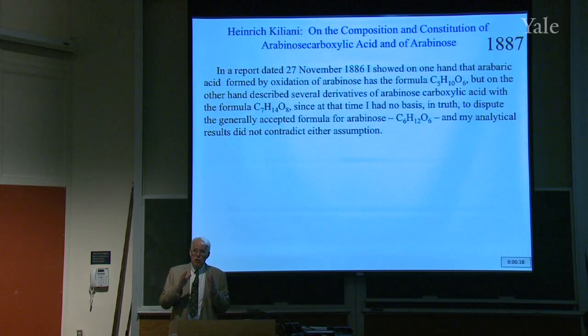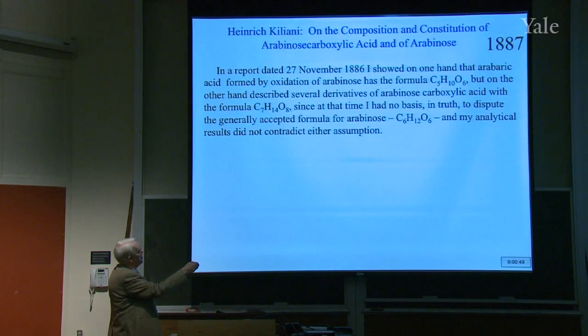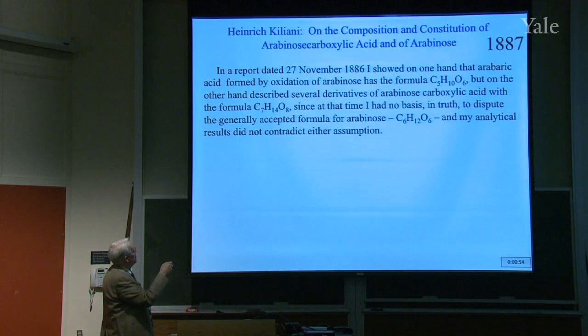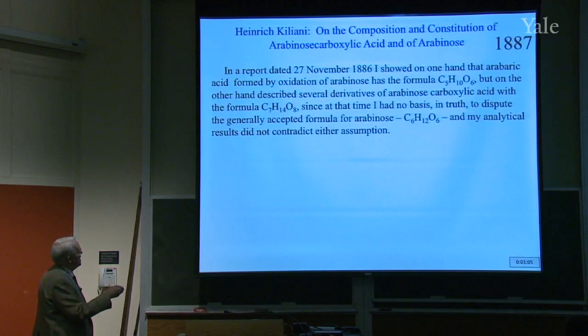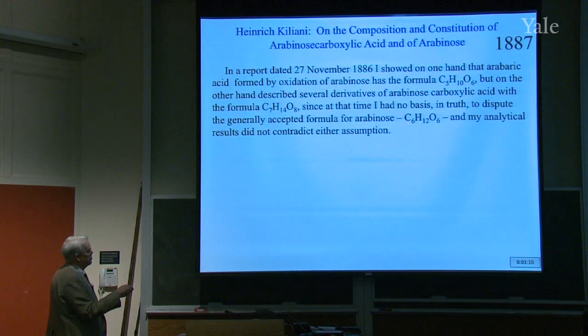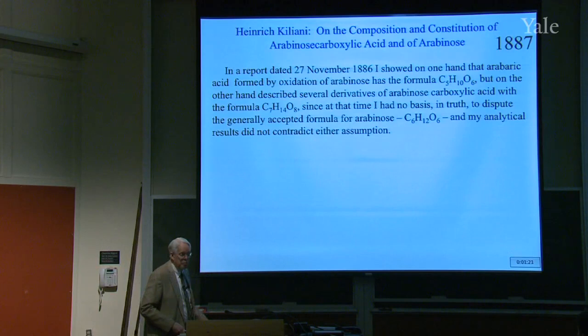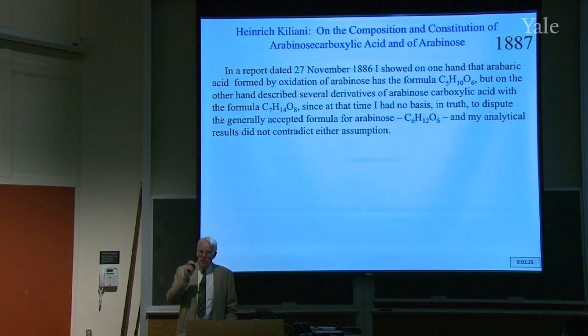arabinose was a five-carbon sugar or a 6-carbon sugar. If it was a 5-carbon sugar and he oxidized it, he'd get 5 carbons. If it was a 6-carbon sugar and he added HCN to add another carbon, he would get C7. So here he admits that he had said contradictory things, one that implied that it was C5, another that implied it was C6. Since at that time I had no basis, in truth, to dispute the generally accepted formula for arabinose, which is that it's C6. So the analyses are very similar to one another, whether it's one or the other. And my analytical results did not contradict either assumption. So he couldn't be sure whether arabinose, the stuff that came from gum arabic, was C5 or C6, right?